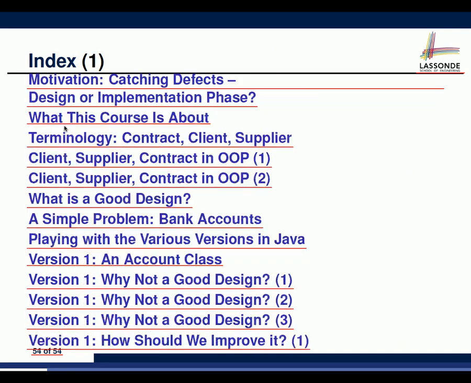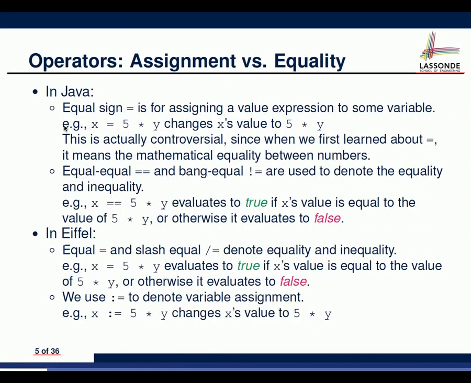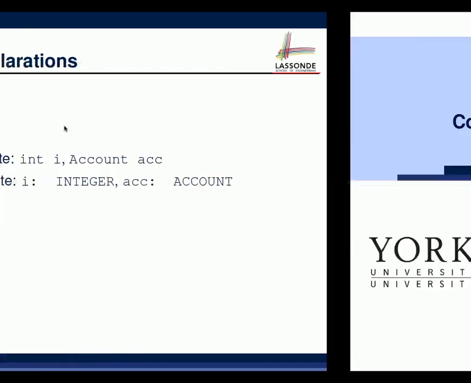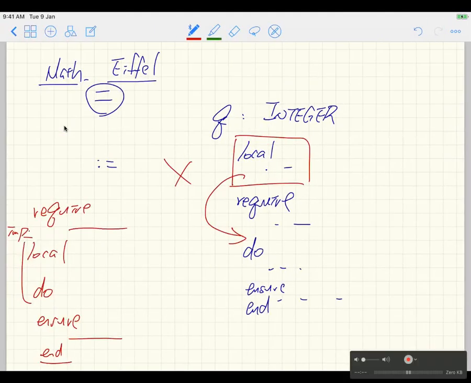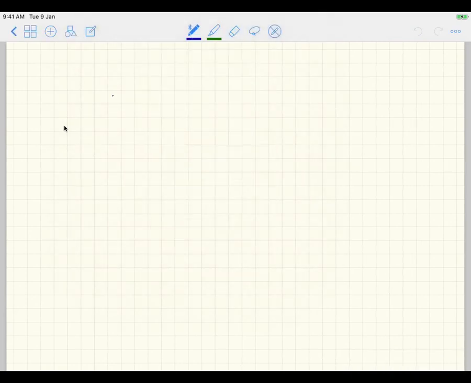Let me see if there is any more syntax. I'm looking at the wrong slides, no wonder. Okay, attribute declaration over here. Another syntax to show you. In Java, you say integer i, right? That's what you do in Java. But in Eiffel, you do it this way: i colon integer.